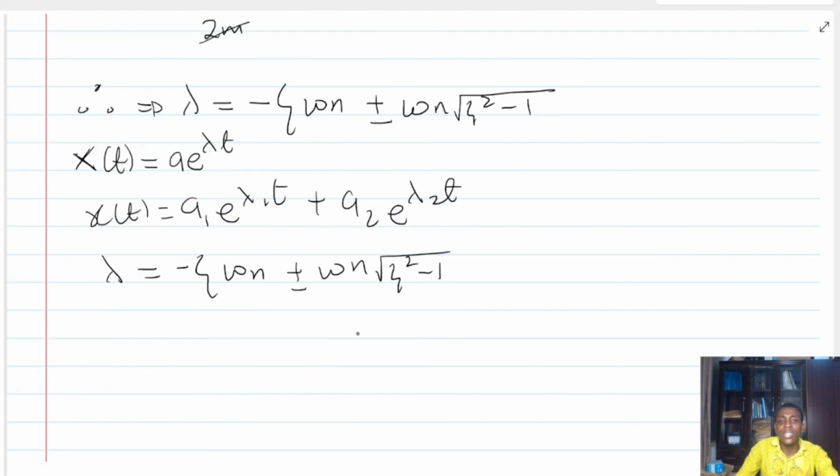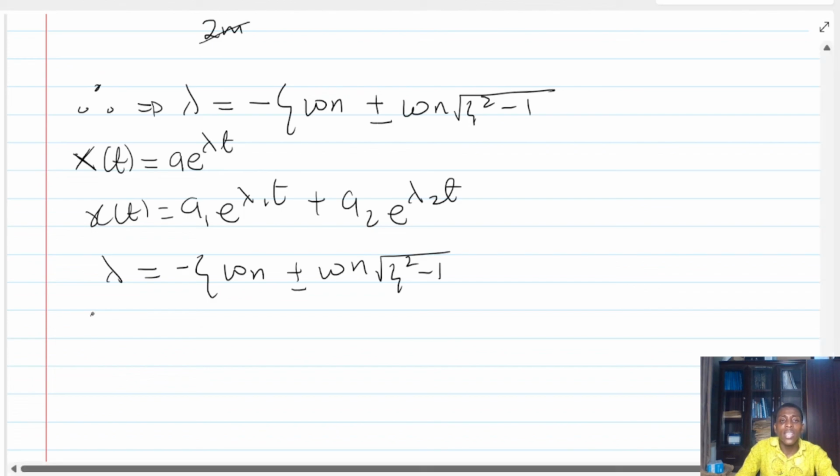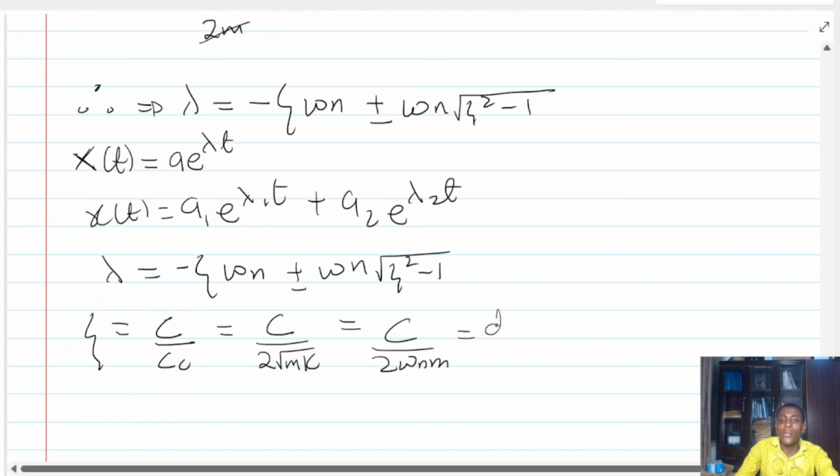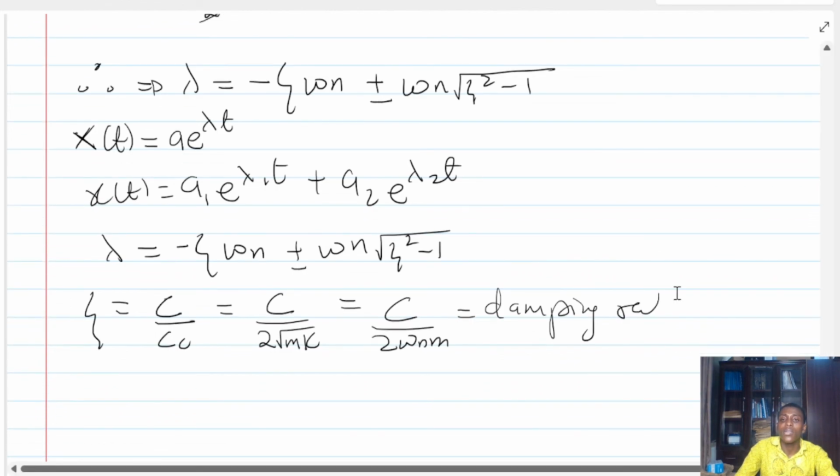Let's try to do something here. You know, we said that our zeta was what? c over c critical, which is the same as what? c over 2 root mk, which is also the same as what? c over 2 omega n times m. We said this was our damping ratio or damping rate.